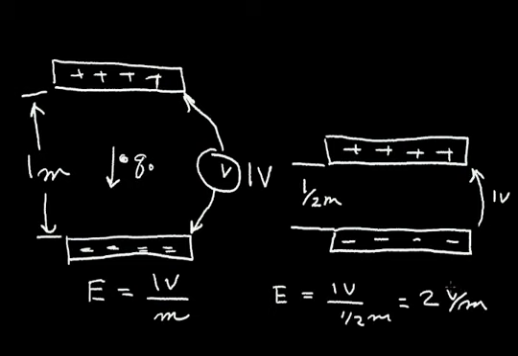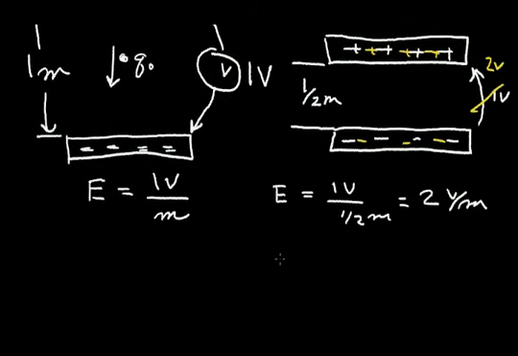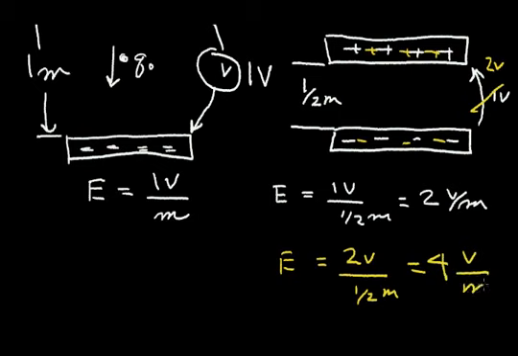Now, if I wanted to increase the electric field even more, I could add more charge, and I could increase this voltage from 1 volt to 2 volts. In this case, I'd have an electric field that would be 2 volts divided by 1/2 of a meter, or 4 volts per meter.